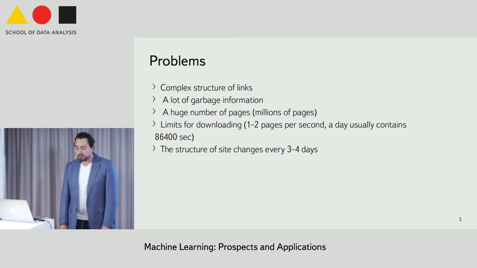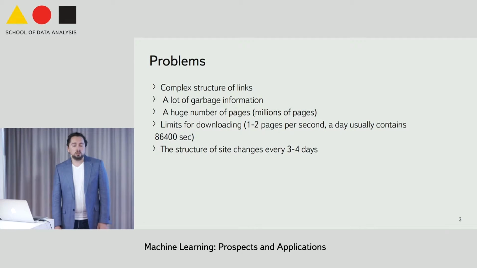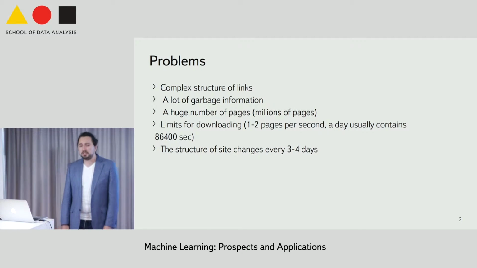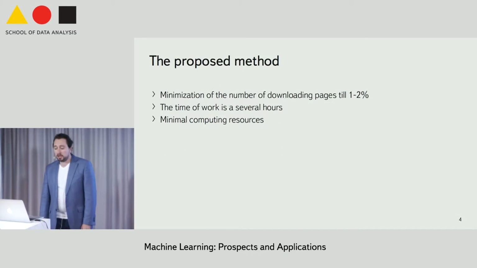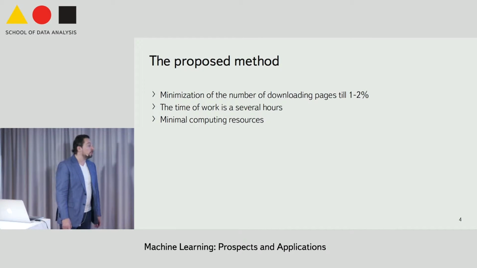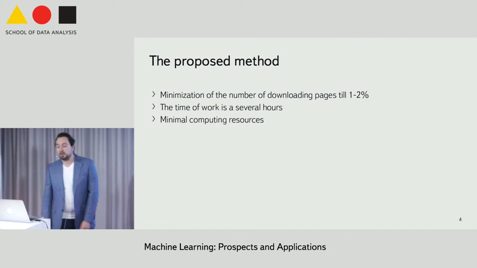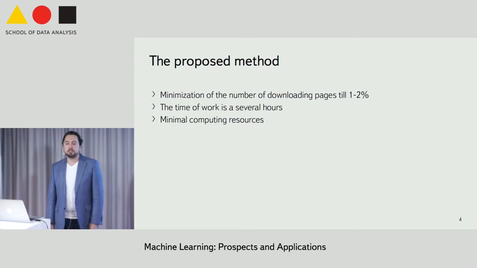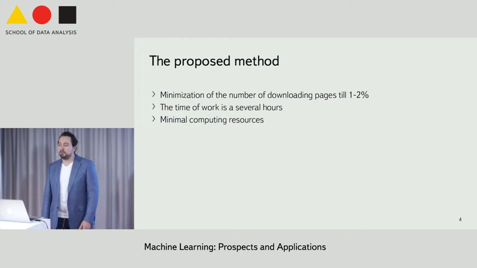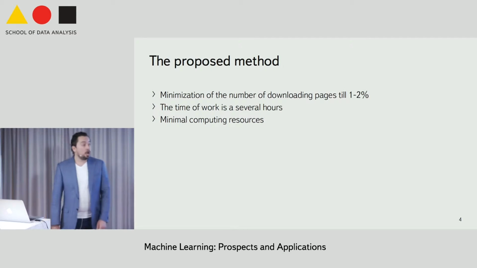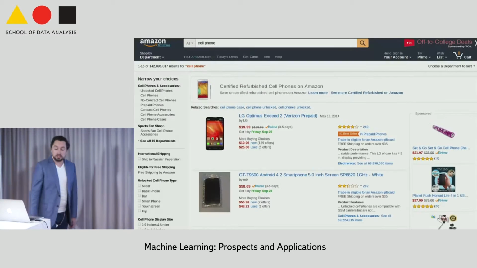Another problem is that usually the structure of big sites changes every 1 or 3 or 4 days, and it can be a problem. And I try to show how we can solve all these problems. We can minimize the number of downloaded pages to 1 or 2%. We can do it during several hours, even for big sites, and we can minimize computing resources for this task.